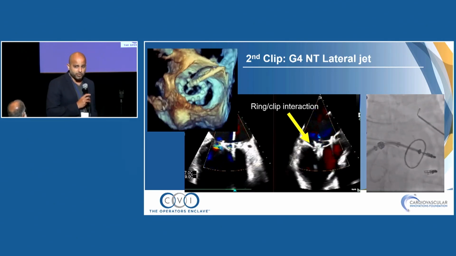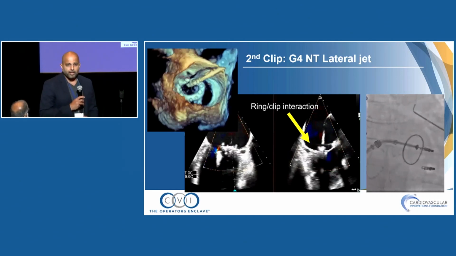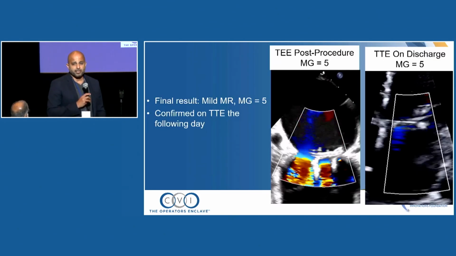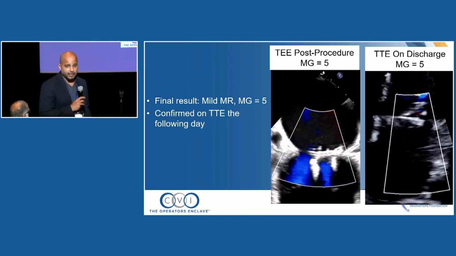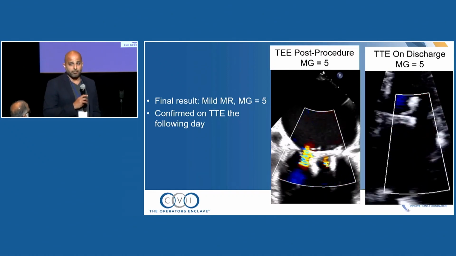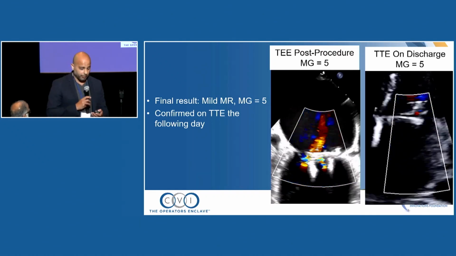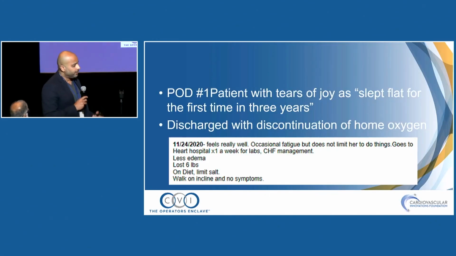You can see on the fluoro screen here where the ring is and where the two clips were placed. The final result was a mild MR with a mean gradient of 5 on TEE. It was confirmed the next day with a TEE, with a mean gradient of 5 and still a mild MR. More importantly, the next day the patient was immediately in tears of joy as she slept flat for the first time in 3 years.